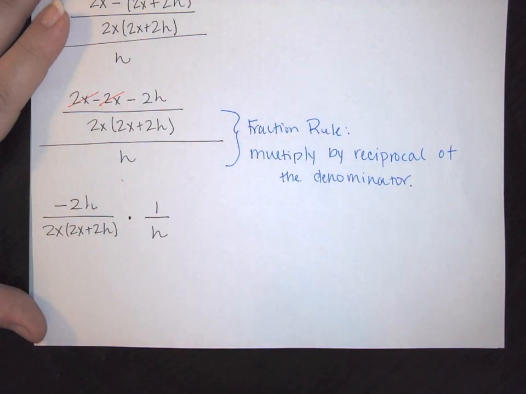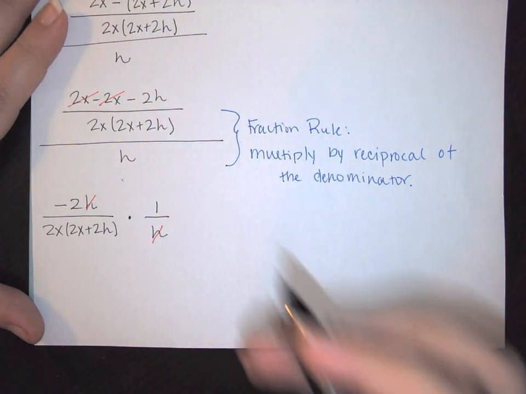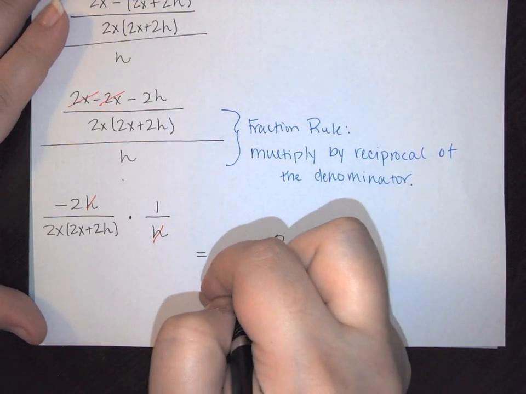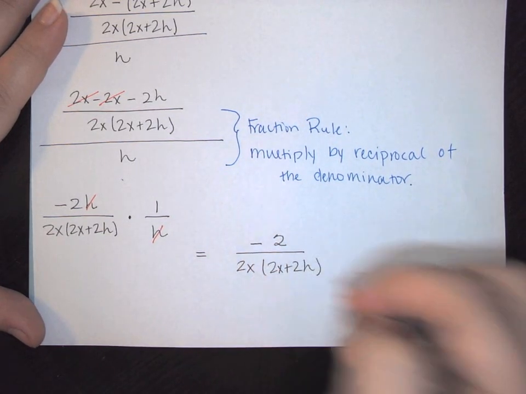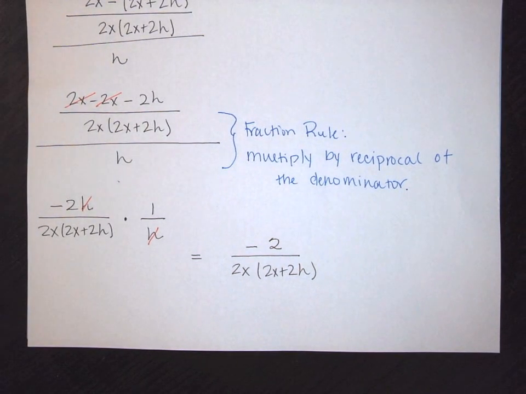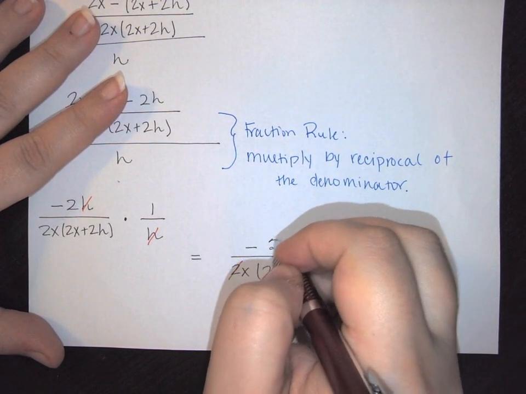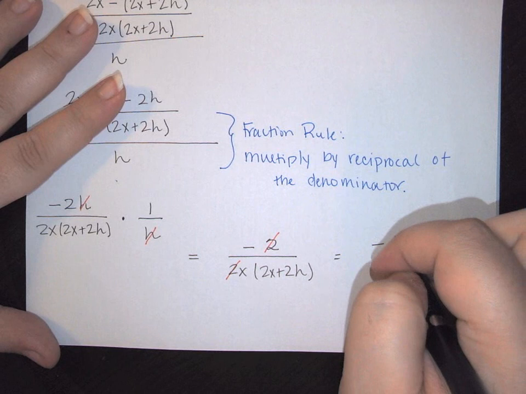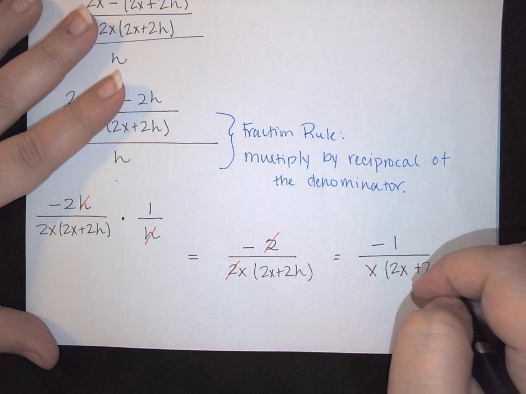My h's top to bottom cancel and leave me with negative 2 over the 2x times 2x plus 2h. But then we can also look at, can I cancel this down any further? In this case, you can, because here I've got a 2 on the bottom, I have a 2 on top. So my final result is going to be negative 1 over x times 2x plus 2h.